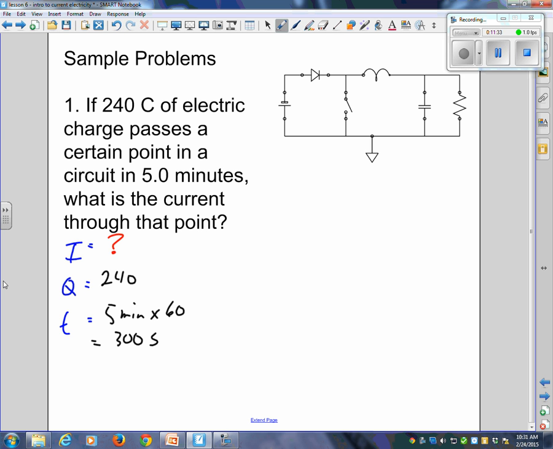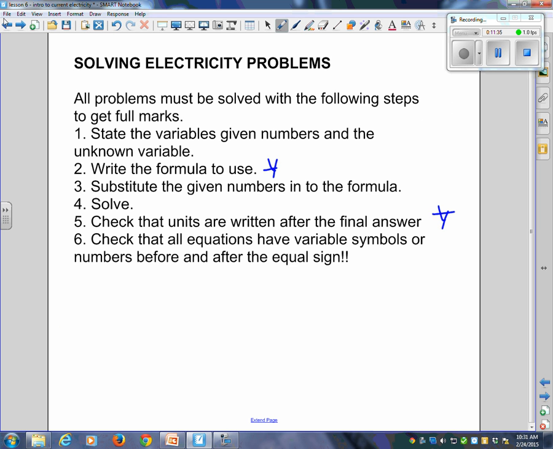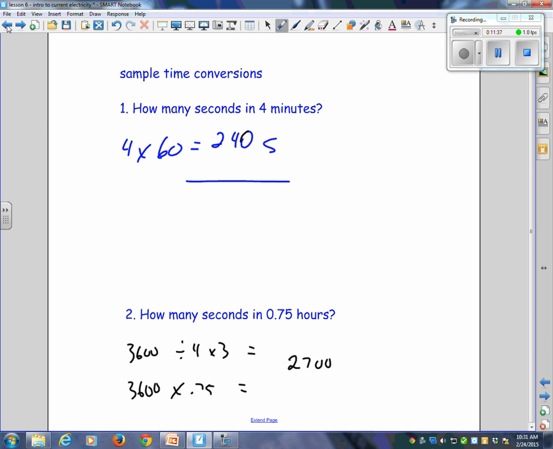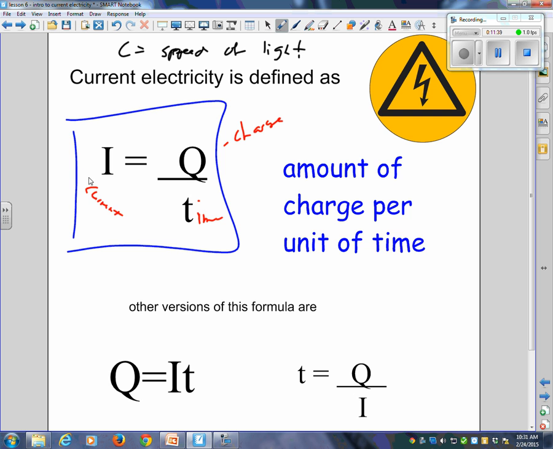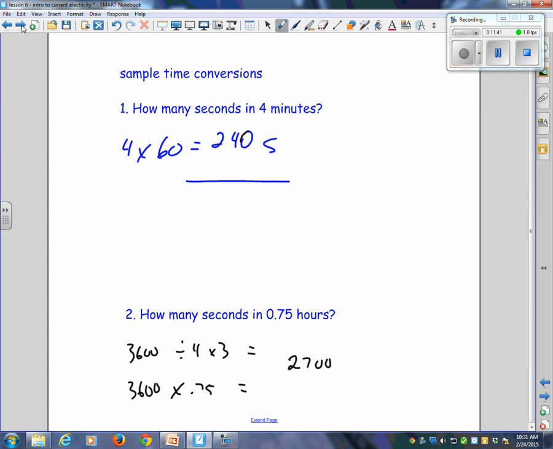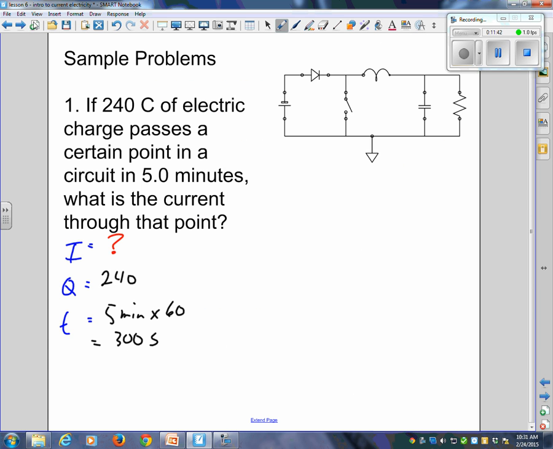We are solving for I. Which formula has the I out front? The first one? So, I equals Q over T. You gotta write the formula. I equals Q over T.